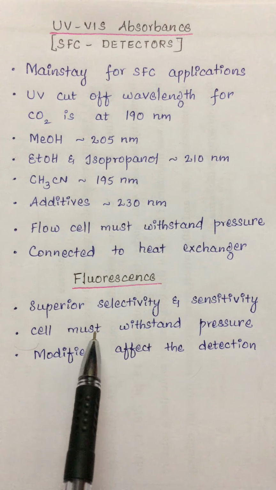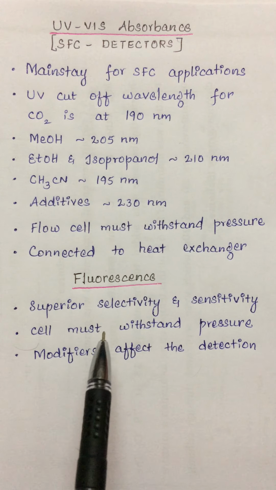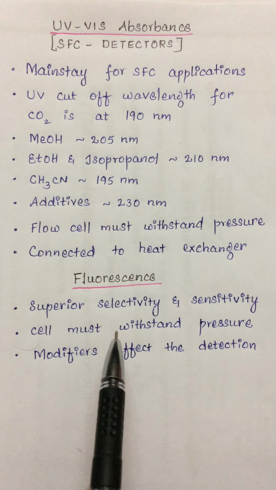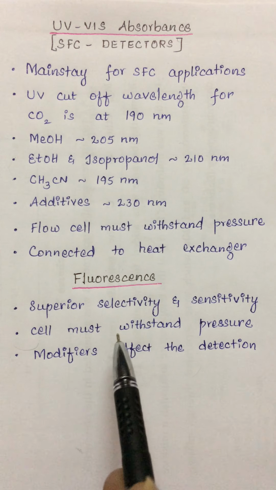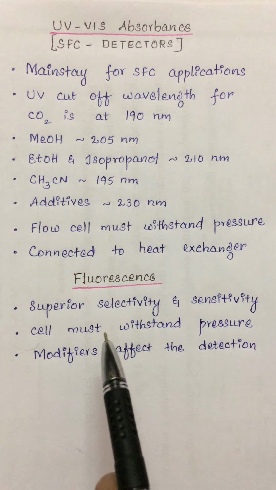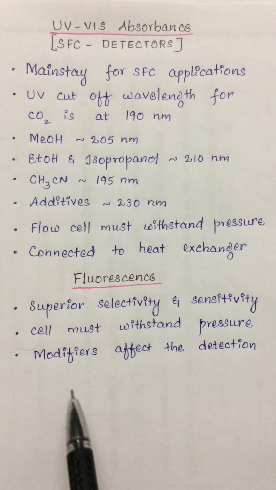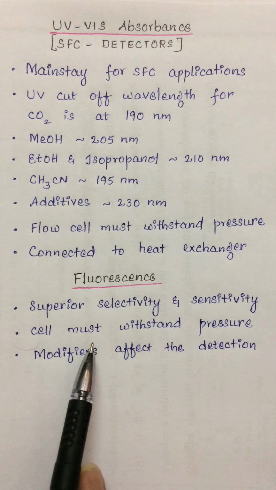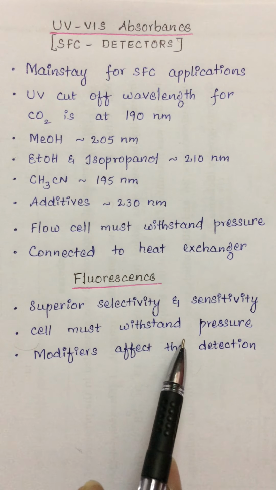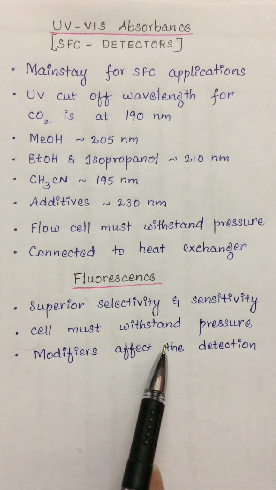Signal to noise ratio is also found to be improved in this detector. It also has higher sensitivity. Its sensitivity is raised by about 10 power 1 or 10 power 2 magnitudes. Just as in UV detection, here also the fluorescence detection cell must be capable of withstanding pressures coming from the supercritical fluid mobile phase.